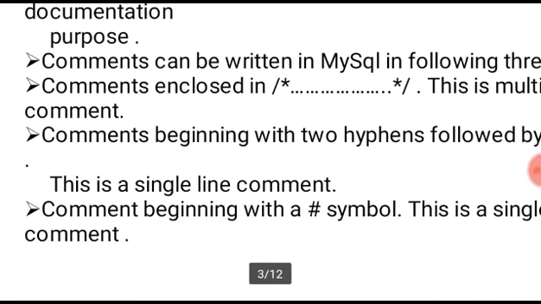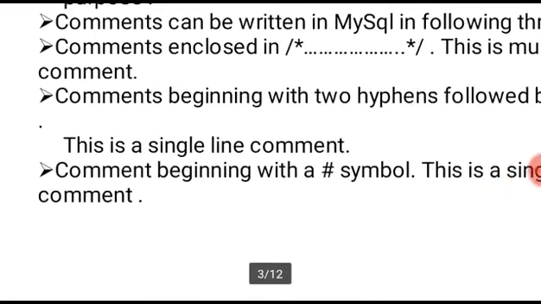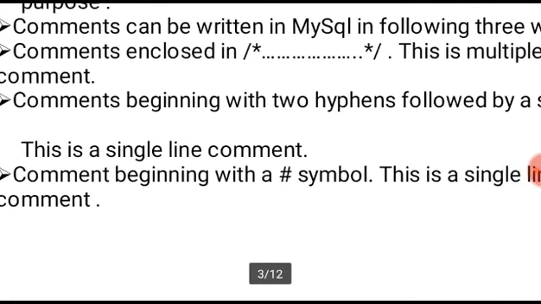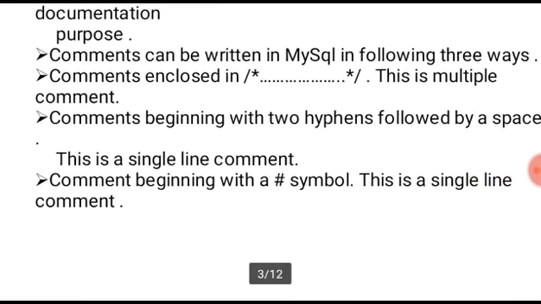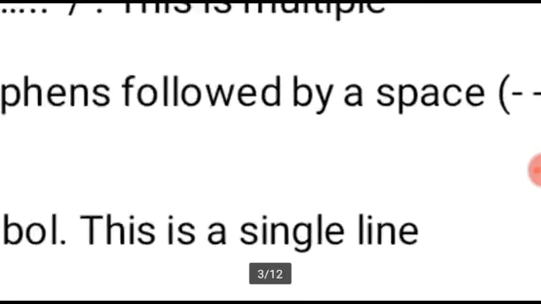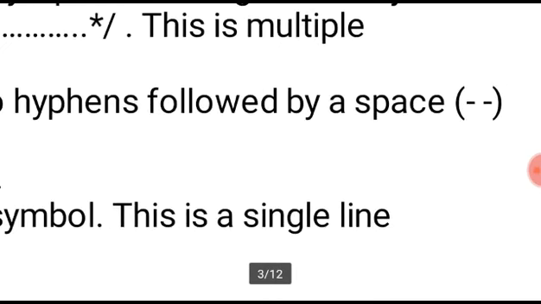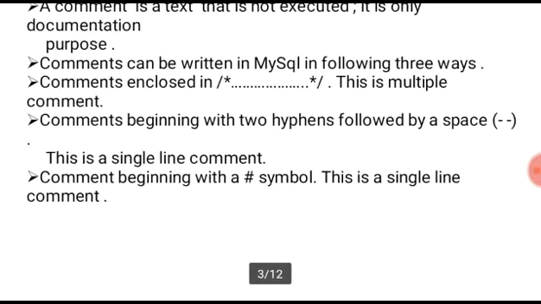Then the second one is the single line comment. If you have to use a comment within a line, then you can use a hash symbol, or you can use two hyphens followed by a space, such as this. So single line comments are used in two manners: beginning with two hyphens followed by a space, and beginning with a hash symbol. If you want to put a single line comment, use these last two options, and if you want to put a multiple line comment, then use the first option.